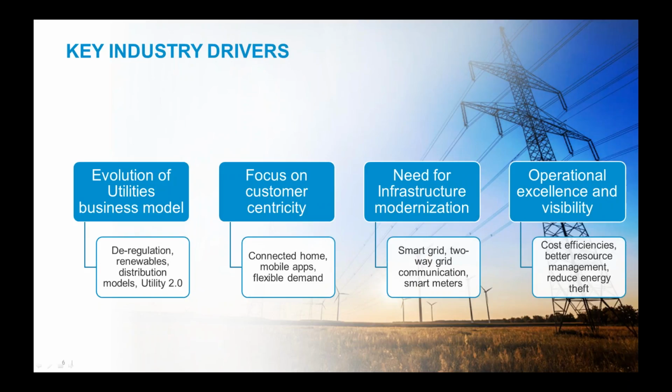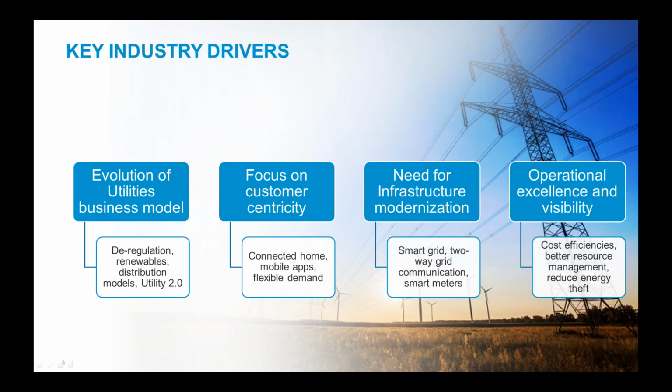And they may have a few solar panels on the roof as well, especially in the European world. And they might be a little bit more flexible in when they want to run their washing machine, depending on the time of the day. So the business model is changing, the customer is changing, and the third point is all about infrastructure modernization.